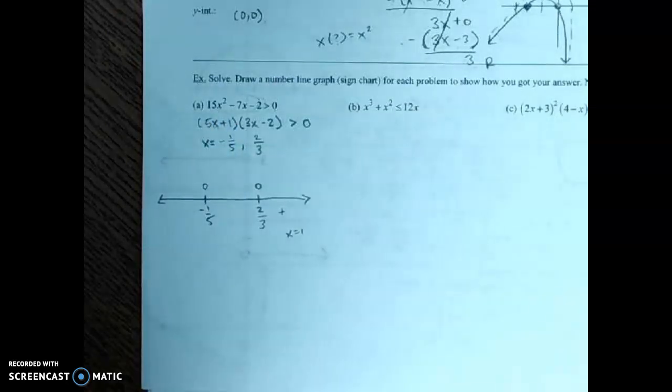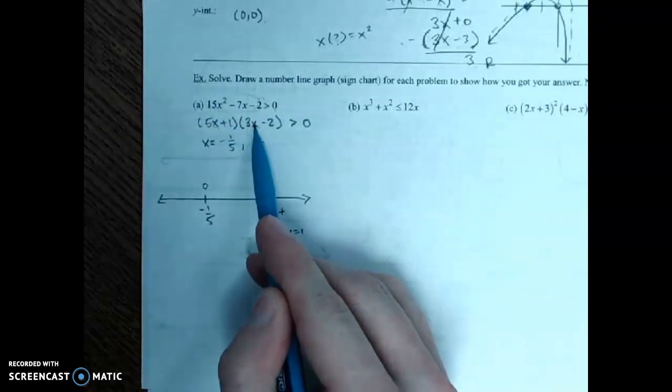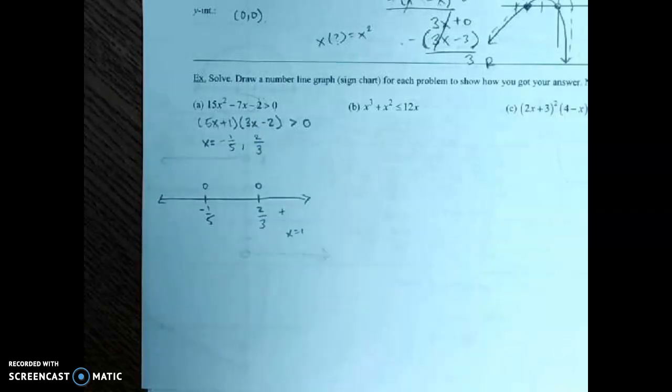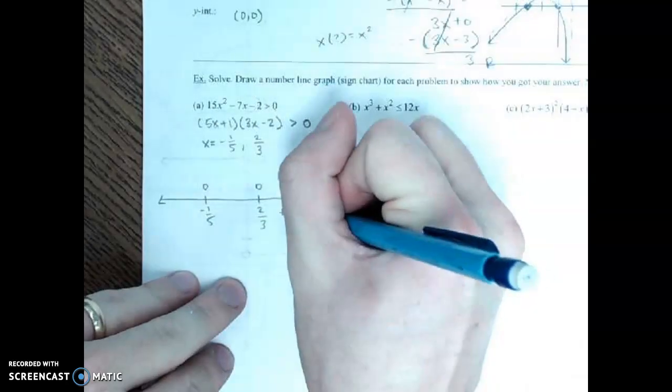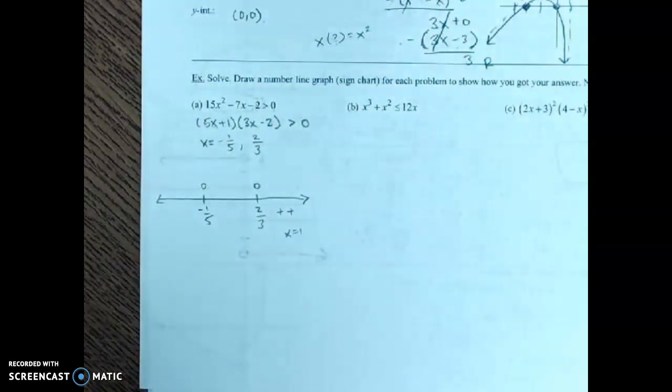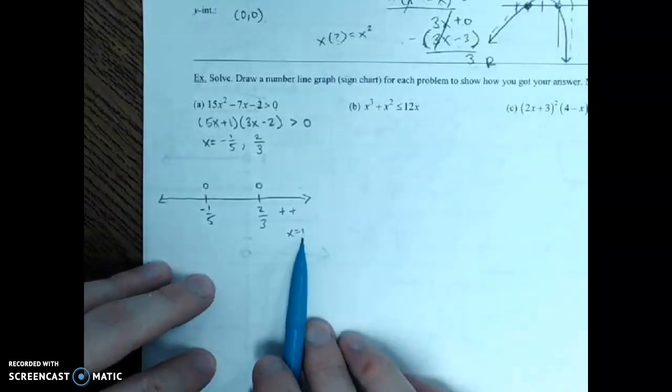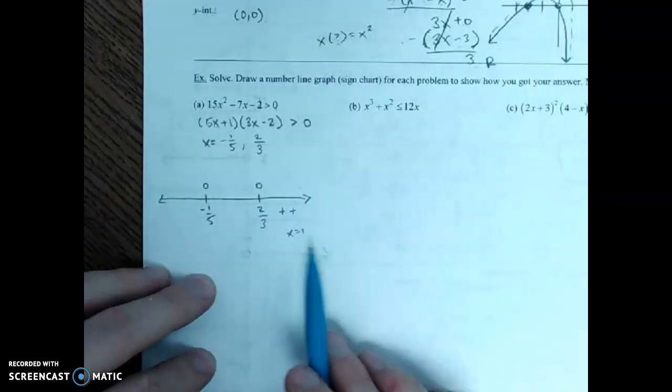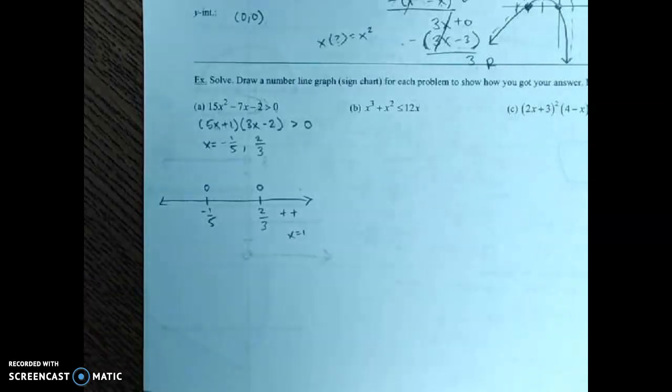If I plugged in 1, 3 times 1 would be 3. 3 minus 2 would be 1. That's also positive. Right? So I don't really care what the size of the number is. I just want to know if that number as a result is going to be a positive or negative. Plugging in 1 as a test point for this interval, you could plug in 3 or you could plug in 17 million. It would be the same thing.